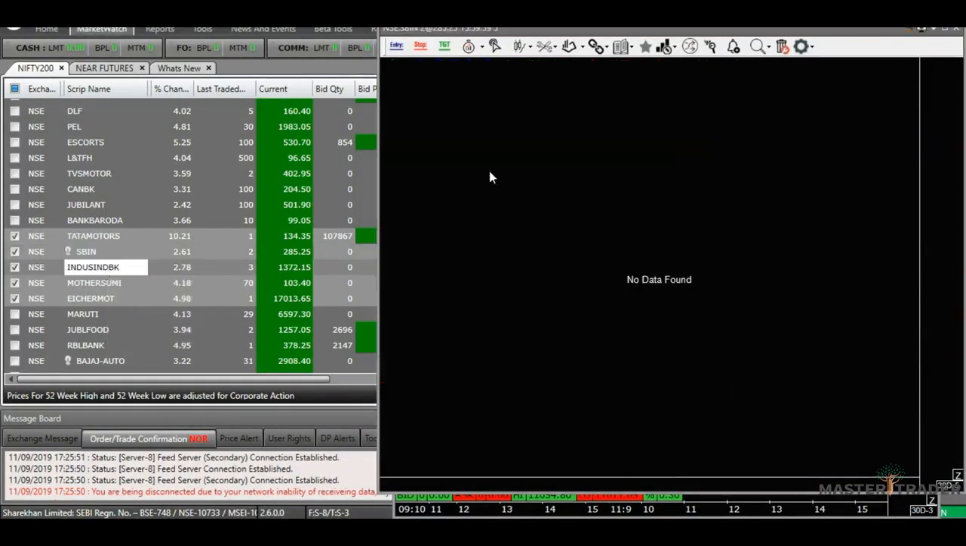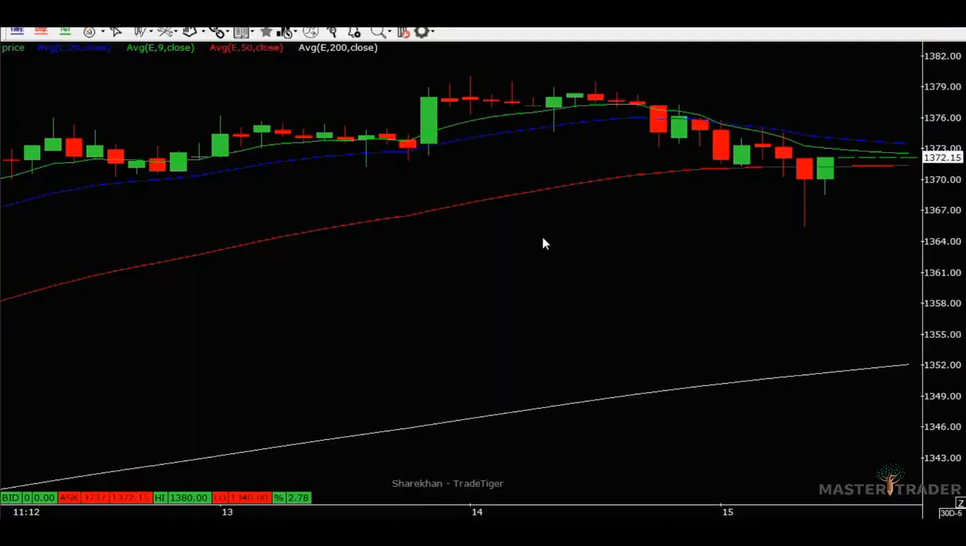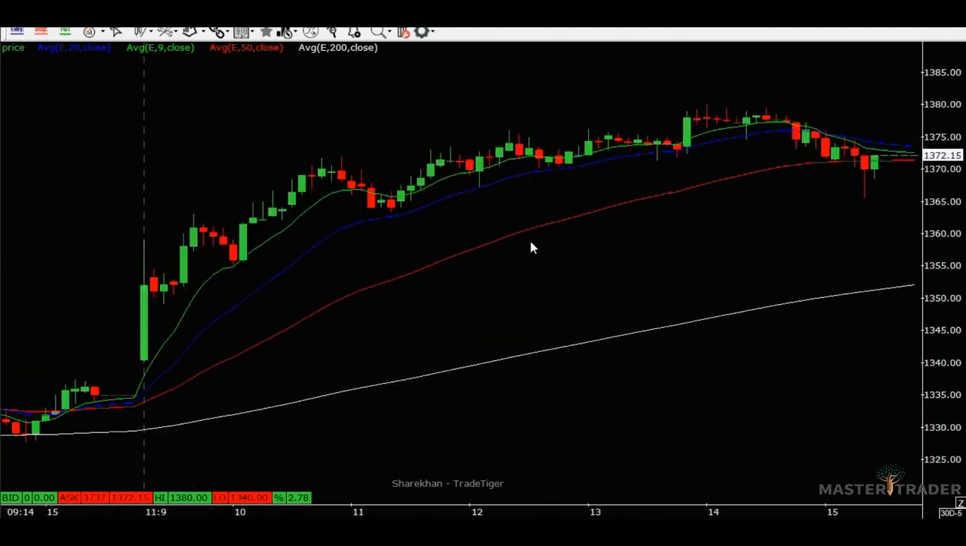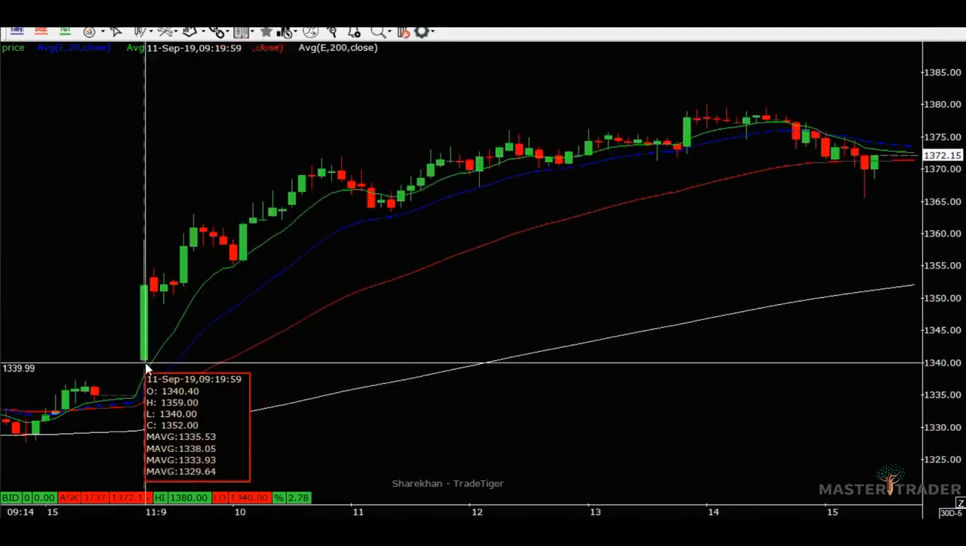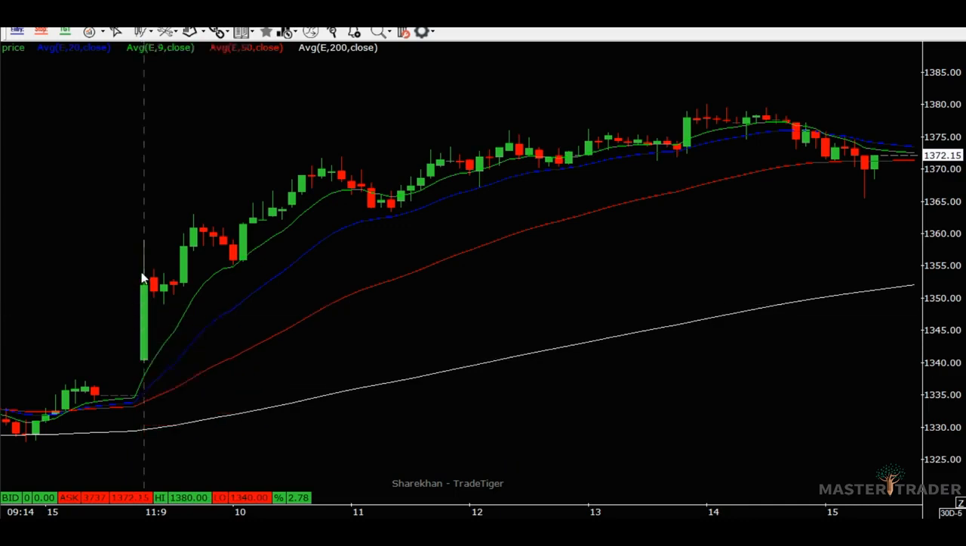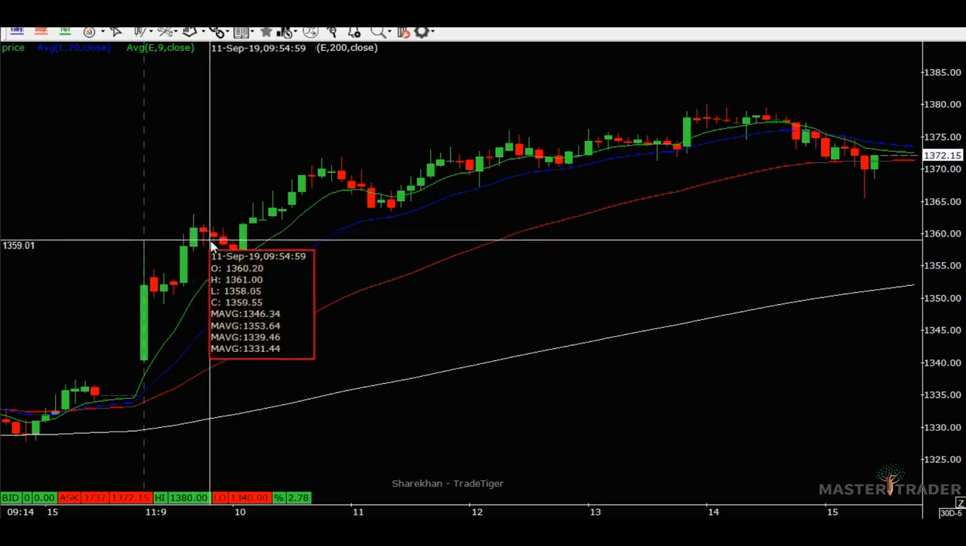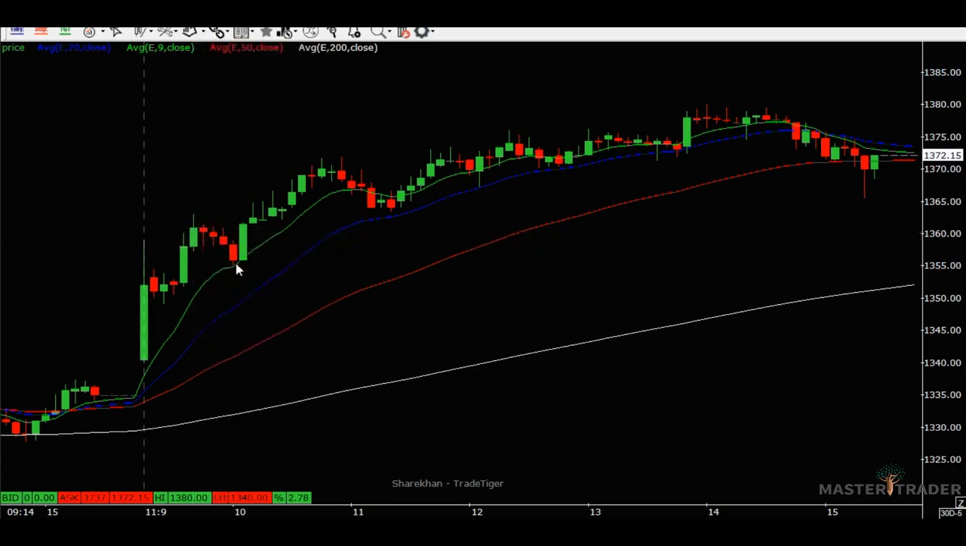Okay, let's look at one more example. This is IndusInd Bank 5-minute, nice opening, huge green candle. Price is still going up, and now it starts to pull back, touches the 9 EMA. See how it just touches it and bounces, and we get our bullish engulfing pattern here, right? You enter above the high, put your stop loss below the low there, and you can simply book your profits.